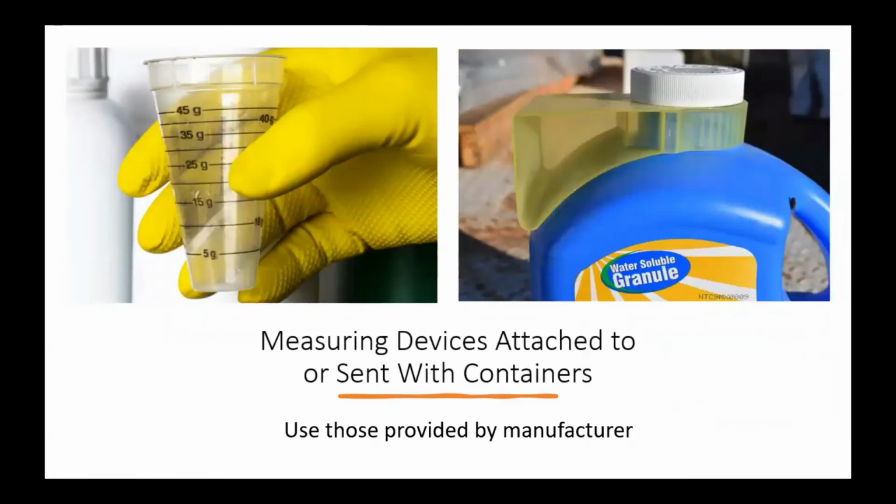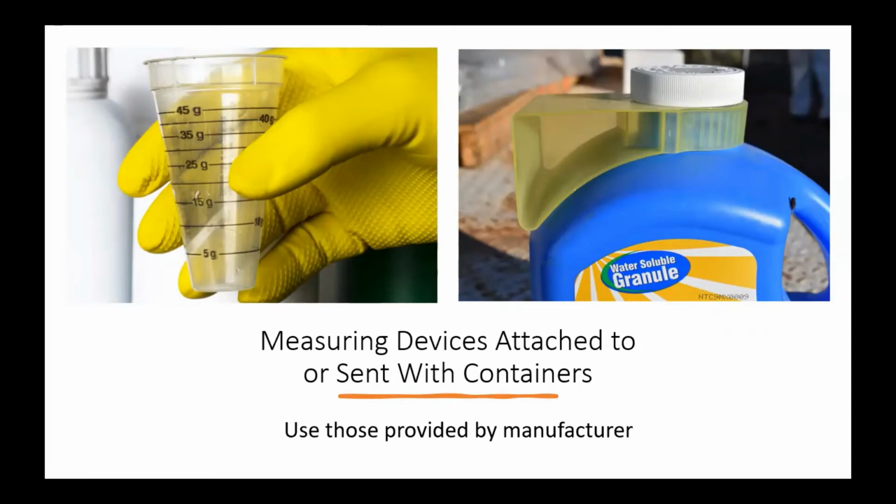Sometimes you'll receive measuring devices with the products you purchased. They might be attached to the container, as shown underneath the cap of the water-soluble granule pesticide container shown in the top corner of the slide. The manufacturer might include measuring devices in the box of a shipment of several containers of the same product. Use the containers provided even if you've purchased the same product before and still have the older measuring devices. It's possible the size, shape, or weight of the granules have changed, and the manufacturer has provided new measuring devices to accommodate the change to make it easier for you.